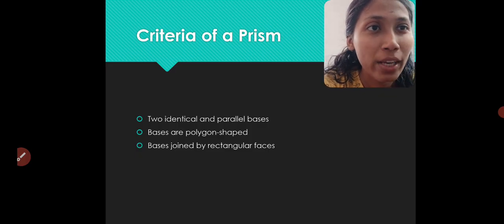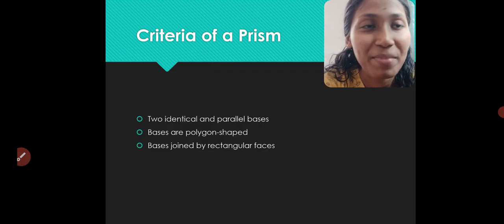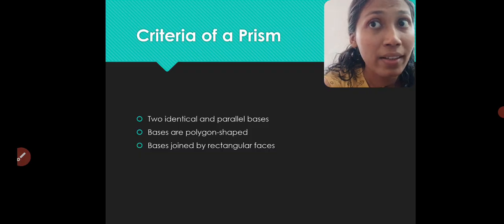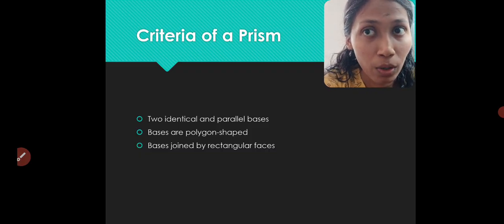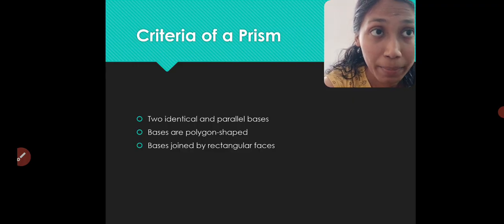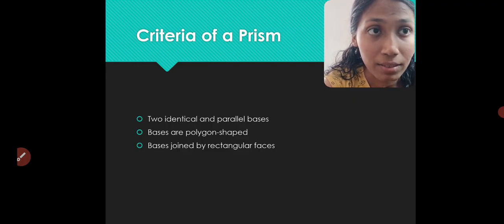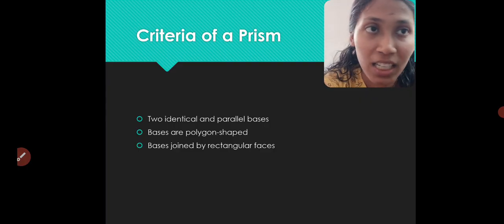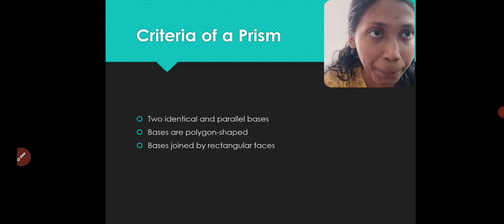The polygon shape of the base is a little bit confusing. Circular bases also can form prisms. That's the difference. We can learn more about this when we take up cones and circular pyramids. Okay, just look at the top and bottom, that is, identical parallel bases, and the bases joined by rectangular faces. The polygon shape is a little bit confusing, don't look at it.